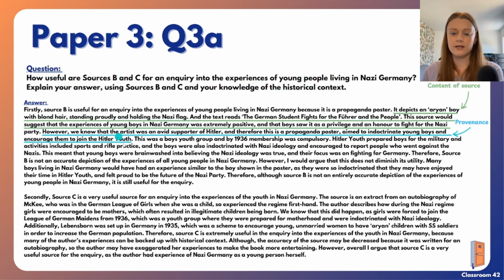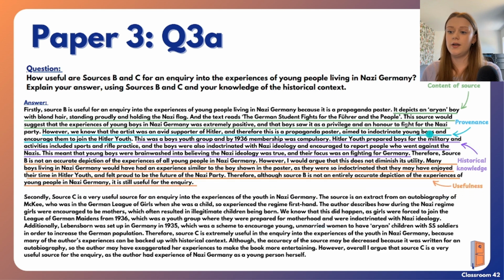We're talking about how the artist was an avid supporter of Hitler. Therefore, this is a propaganda poster aimed to indoctrinate young boys and encourage them to join the Hitler Youth. Then we're going to bring in our historical knowledge. So then we're talking about Hitler Youth: how it was a youth group, how membership was compulsory by 1936, and what the Hitler Youth included.